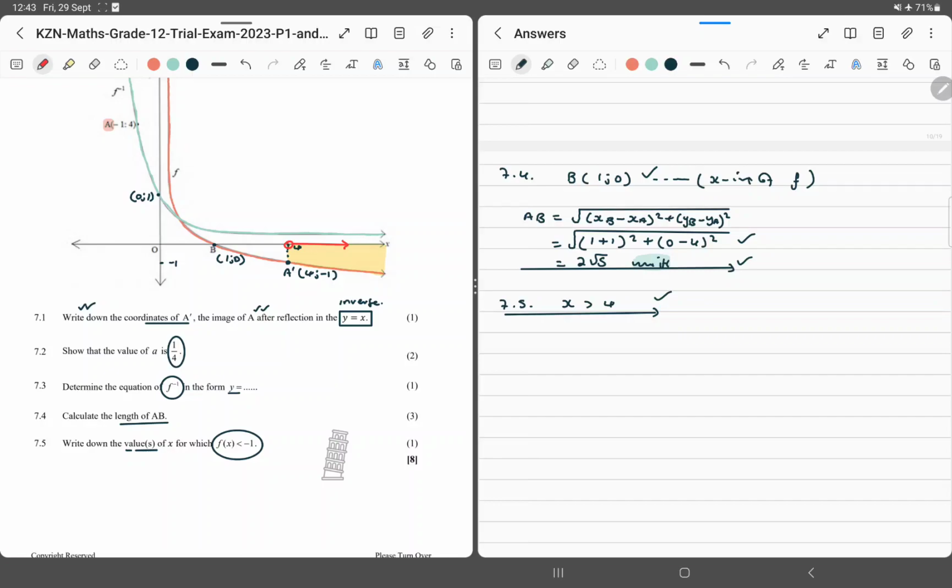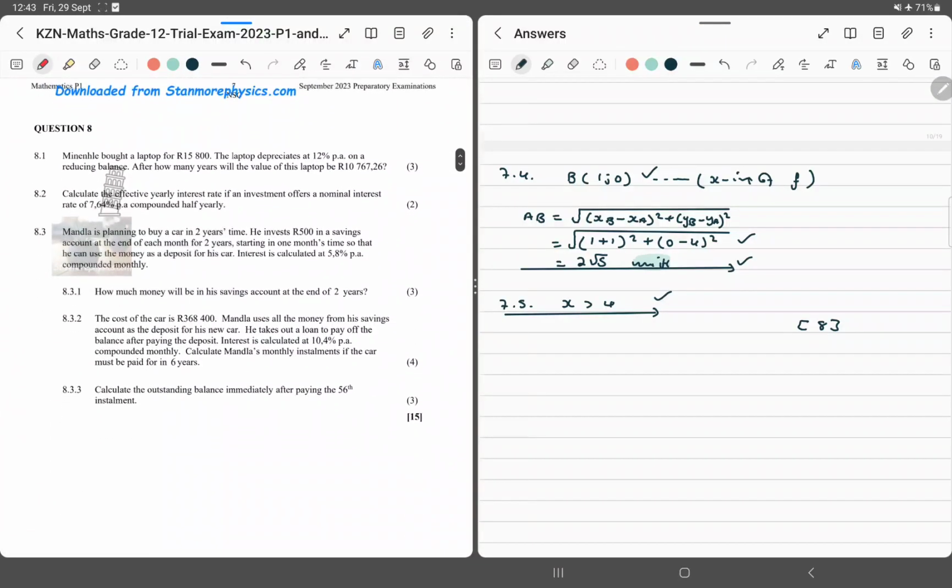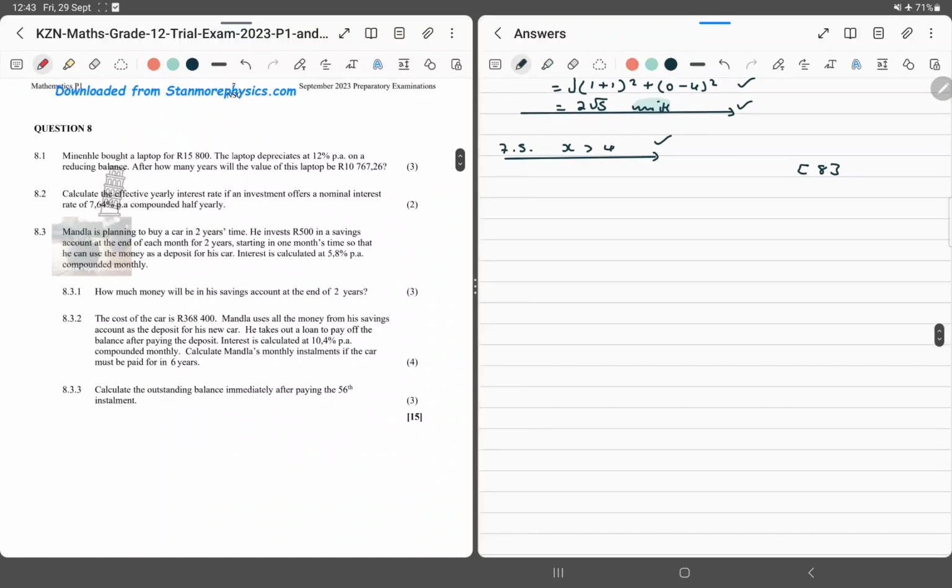So can you see, this was an easy 8 marks to take. Nice.